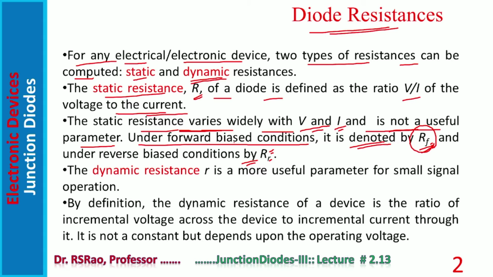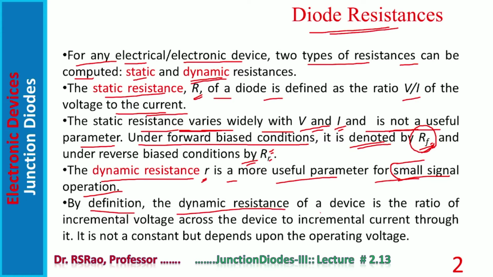After static resistance, we consider dynamic resistance. The dynamic resistance, usually indicated by small r, is a more useful parameter for small signal operation. Notice its importance lies in the fact that it is best suited for describing the functioning of a diode for small signal operation. So usually we consider dynamic resistance of the diode more frequently in the analysis.